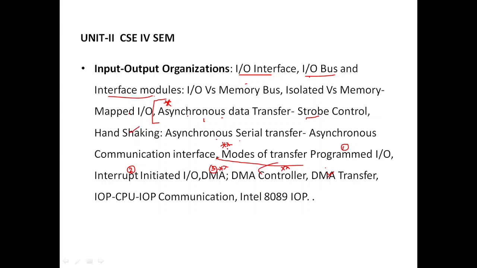And the last one is the IOP, CPU to IOP communication. So input output processor to CPU and CPU to IOP, how you are going to communicate. And finally we are going to study the Intel 8089 microprocessor, the IOP. So these are the different things which are very important. Those are going to be studied in the second unit.